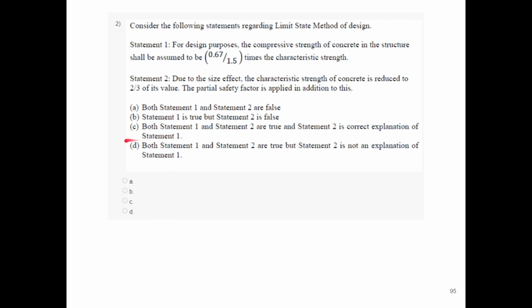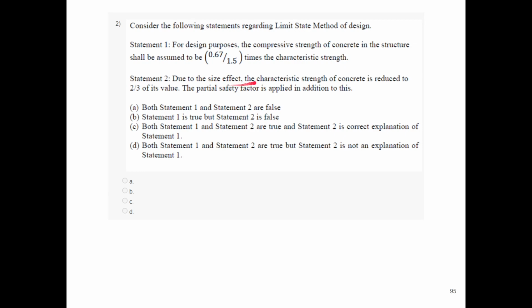So the correct option is C. Both statements are true and 2 is the correct explanation of 1. As I think I discussed with you last class also, for the uncertainty factor, we divide the fck value two times. One time we divide to get 0.67, and the other time it is 1.5. This 1.5 is basically due to the partial factor of safety. And the 0.67 is mainly because of the uncertainty. The uncertainty is mainly coming from the size effect.